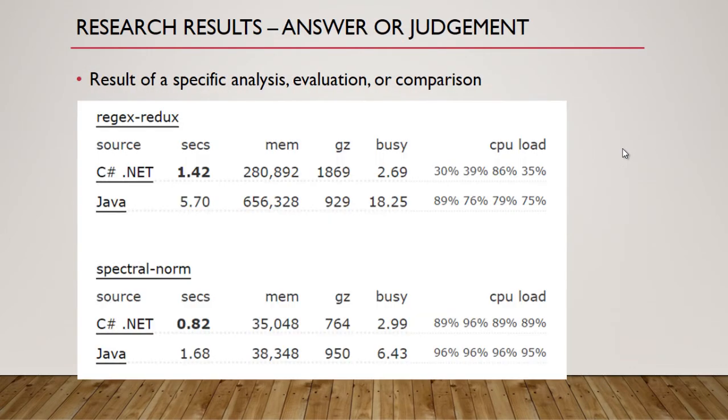Okay, now the second type of result is the answer or judgment. So it includes the specific analysis, evaluation, or comparison. I'm just sharing with you this process of benchmarking of two languages, C# and Java, based on some elements, for example, regex redux, spectral norm and so on. You may not understand all of this. So these are some elements they used for benchmarking.